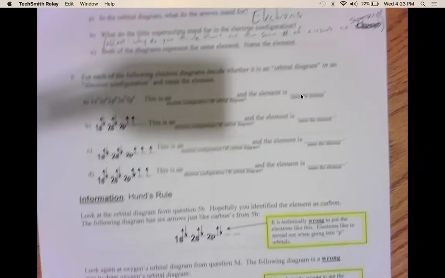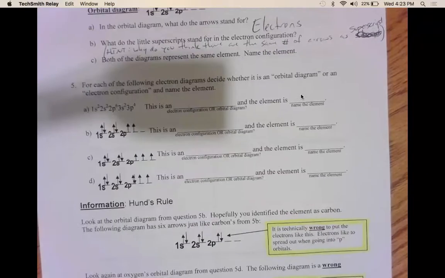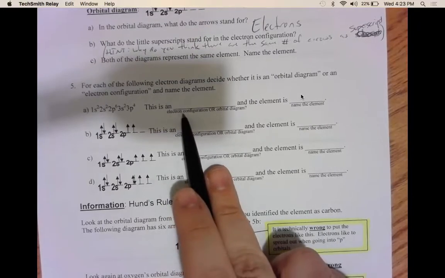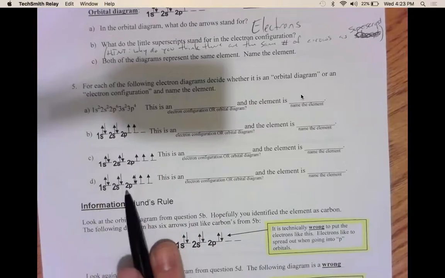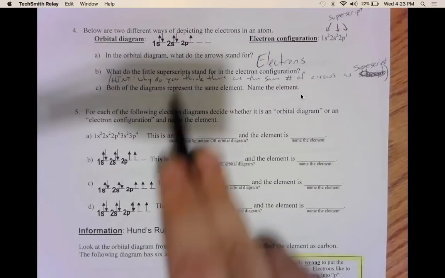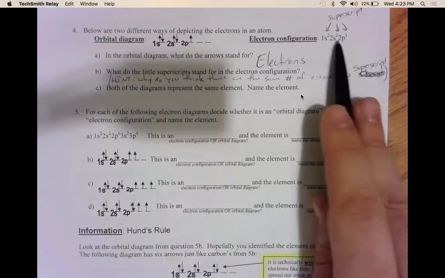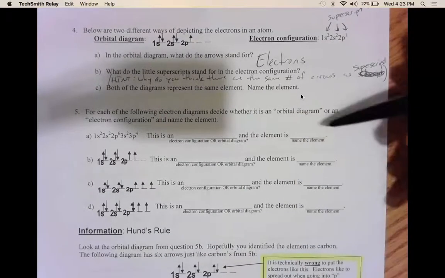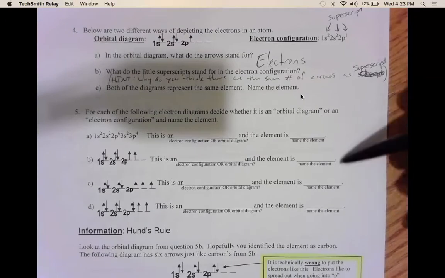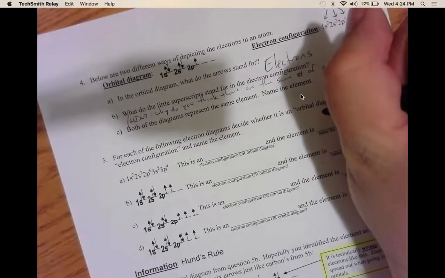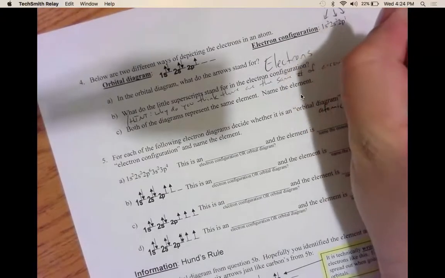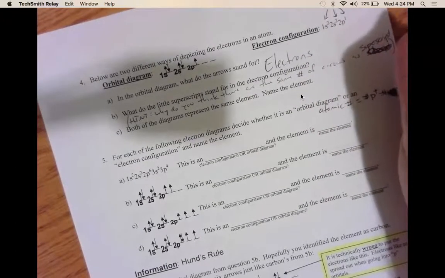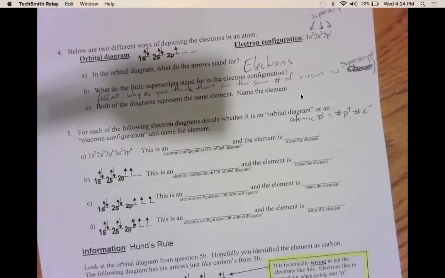Question 5. So question 5, this starts 5A, B, C, and D. This starts by identifying whether it's an electron configuration or an orbital diagram. Remember, our orbital diagrams have arrows. Our electron configurations have superscripts or exponents. So then next, you need to name the element. Remember, guys, when you're naming the element, the atomic number equals the number of protons, which also equals the number of electrons.